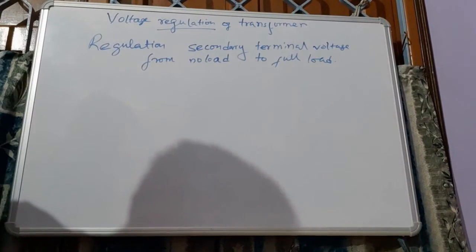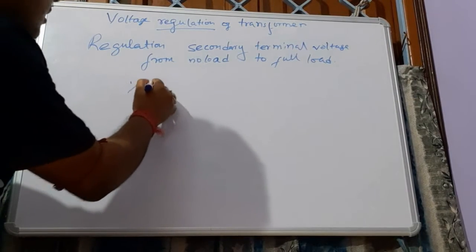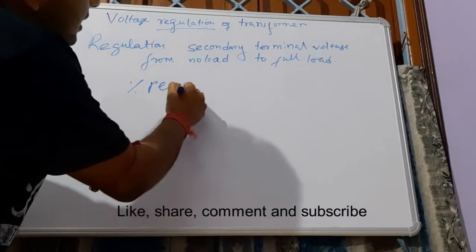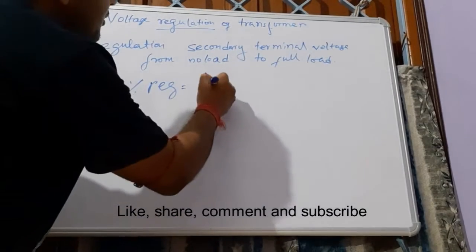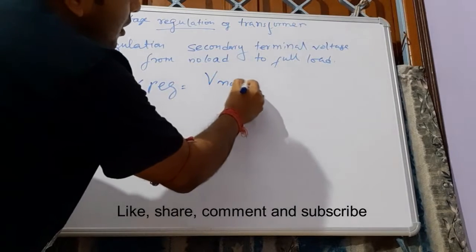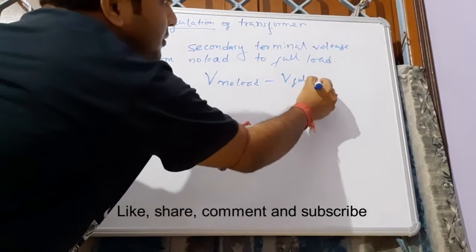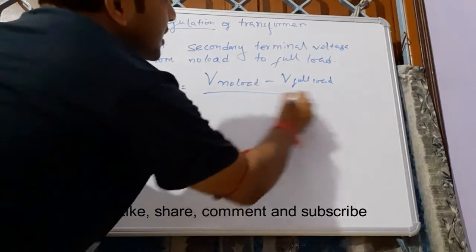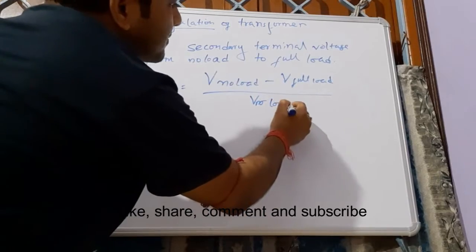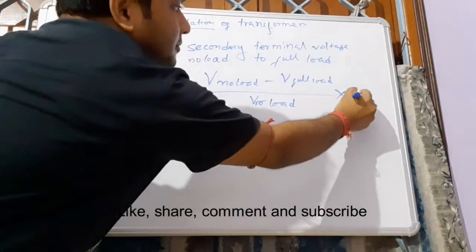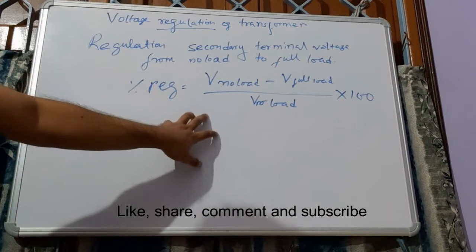Okay, so what will be the percentage regulation? Percentage regulation will be the no load voltage V no load minus V full load divided by V no load into 100. So this is the formula of percentage voltage regulation.